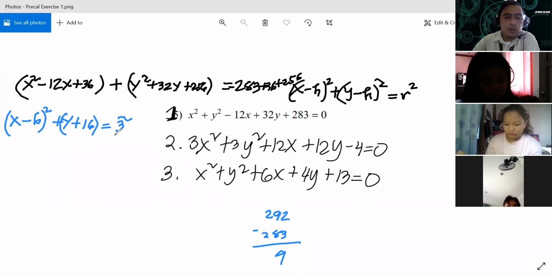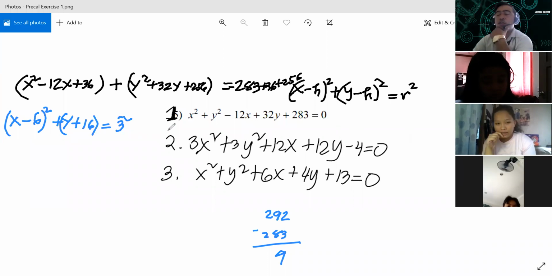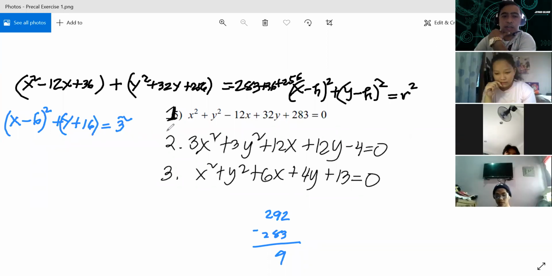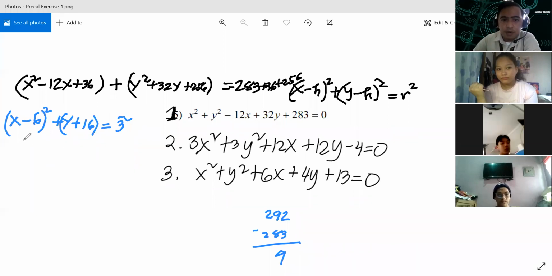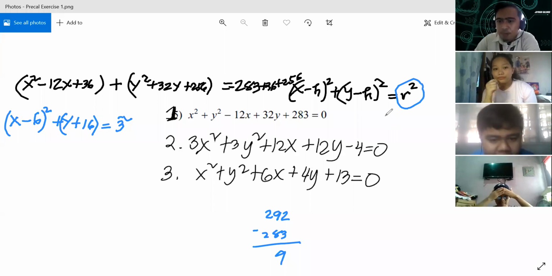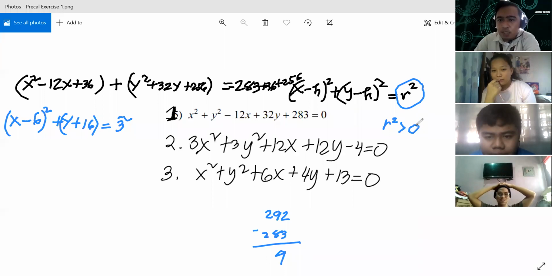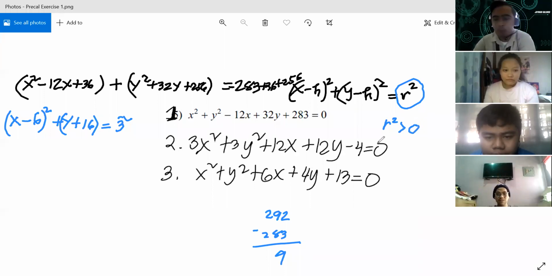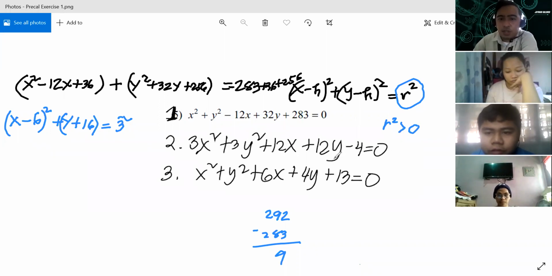If you look at here, by the way, I already informed you ahead in my YouTube video that if you rewrite that into this form, and if this r squared is greater than 0, what is the interpretation if r squared is greater than 0? The graph is a circle wherein the center is at (h, k) and the radius is r.